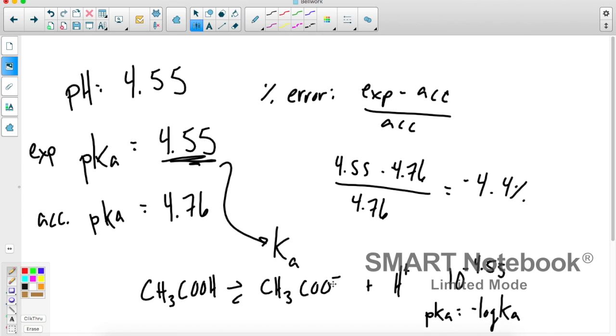So you can see that we've been able to do a lot with titration. We can calculate unknown concentrations. We can find an unknown pKa value that equals the pH at the midpoint. Things like that.